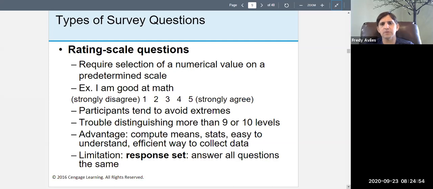Yeah, when you have rating scale questions, you can do all the math, which is why I like them, okay? I like these kinds of questions a lot, okay? So yes, use some restricted ones, use these rating scale questions.